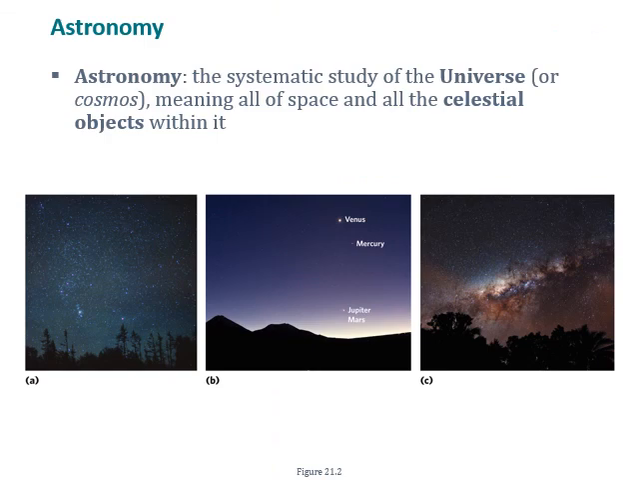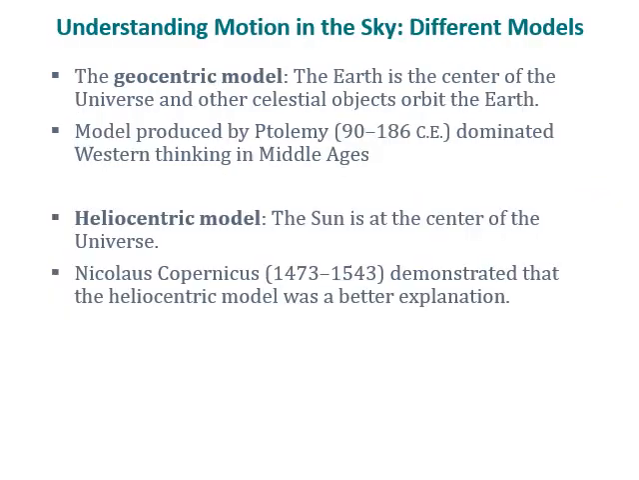Astronomy is the systematic study of the universe, or cosmos, meaning all of space and all of the celestial objects within it. So the figure below shows different pictures of stars, planets, and galaxies within the universe. Of course, the picture on the right is the Milky Way galaxy, our galaxy.